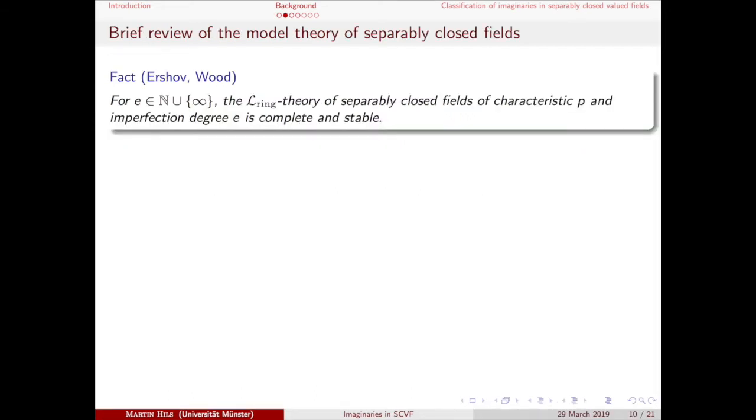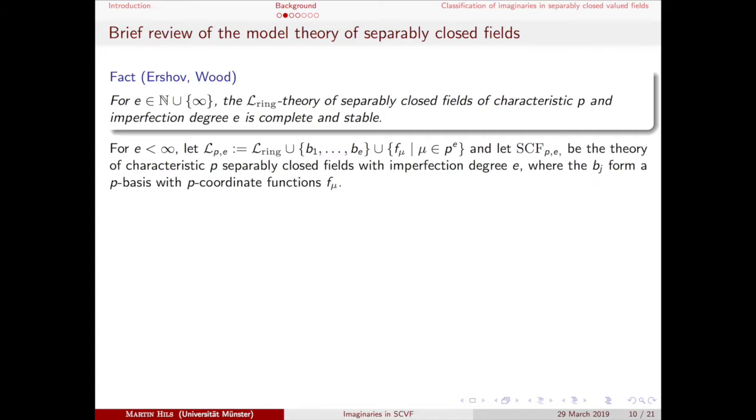Now a brief review of the model theory of separably closed fields. A fact due to Ershov and Wood: fix an e which is either a finite number or infinity. Then the theory, in the language of rings, of separably closed fields of characteristic p and degree of imperfection e is complete and stable. Now, you are mainly interested in finite e, but I will occasionally come back to infinite.